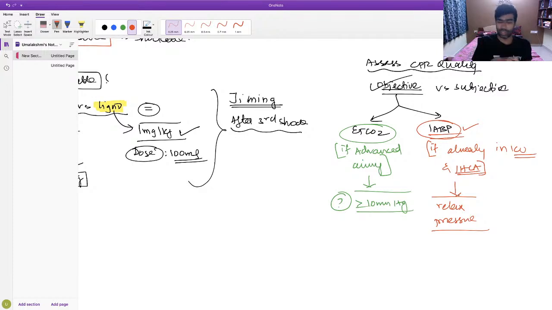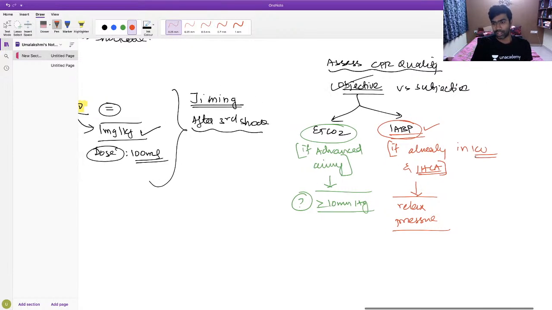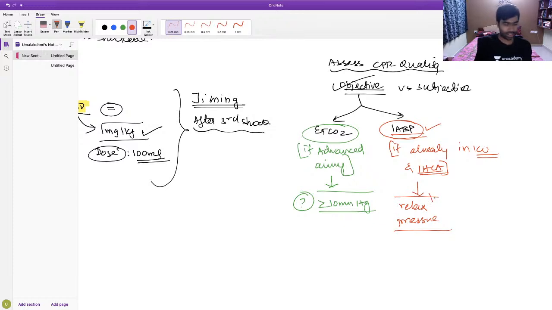When you do a chest compression, it's a compression pressure. When you relax, you're going to have a relaxation pressure. That's really, really important. The relaxation pressure should be at least more than 20 millimeters of mercury. This is the guideline. So you can remember this as a rule of 10 and 20. More than 10 is for the ETCO2.